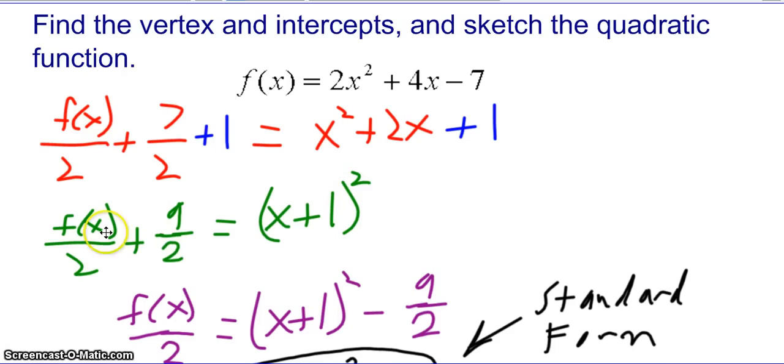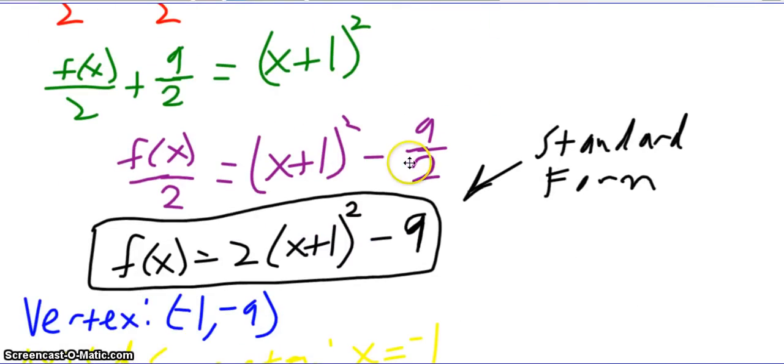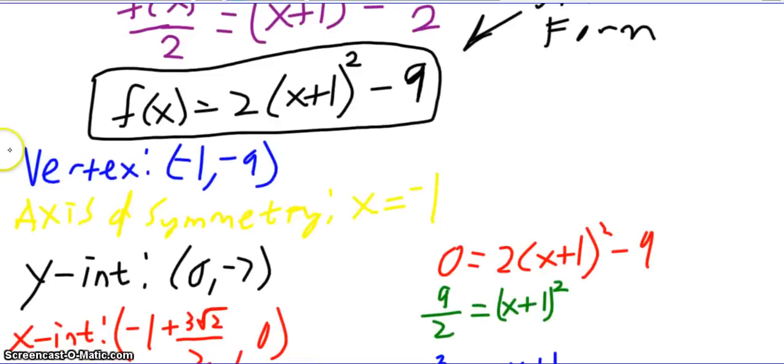Now get the f of x by itself again, so subtract the 9 over 2 back to the right hand side of the equation, and then multiply everything by 2 to get my standard form: f of x equals 2 times the quantity x plus 1 squared minus 9. Now this is my standard form, so it's nice. I can see right away my vertex is -1, -9, because this is x plus 1, and that's a minus 9. The axis of symmetry is the line x equals -1.